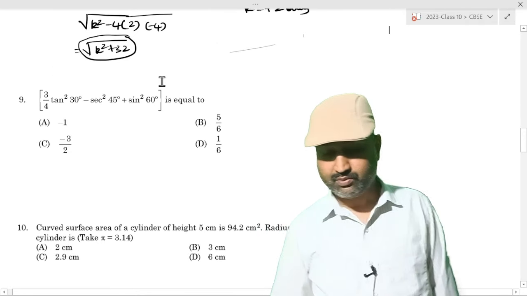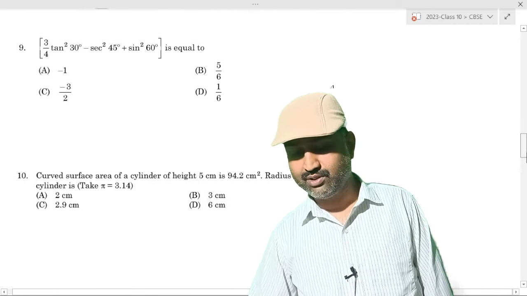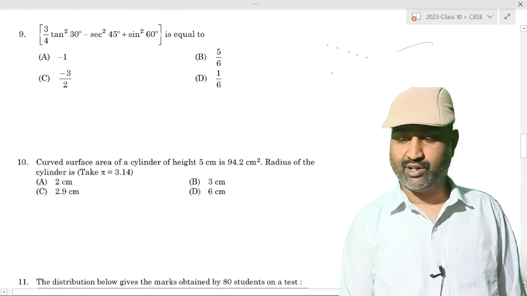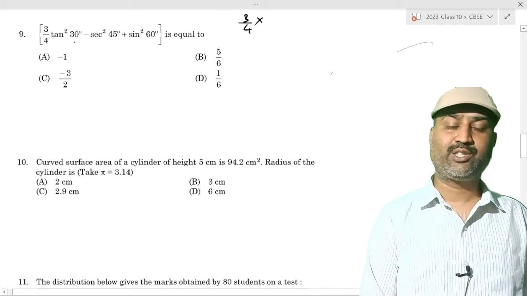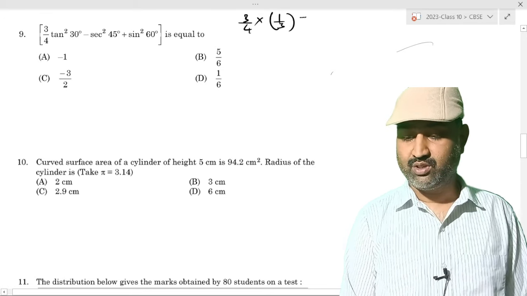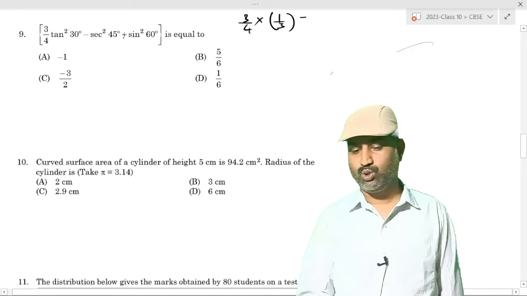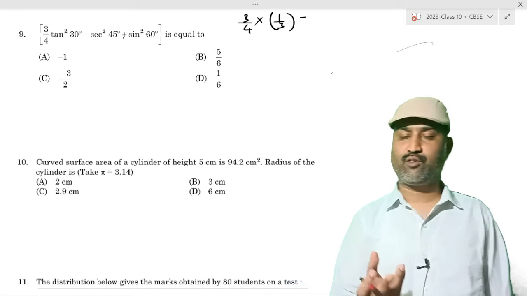Next question, again a very easy question based on trigonometric values. You directly substitute the values and get the answer here. There is no shortcut for this. 3 by 4 into tan 30 is 1 by root 3. 1 by root 3 whole square is 1 by 3, right? Sec square 45. Sec 45 is root 2, because cos 45 is 1 by root 2.